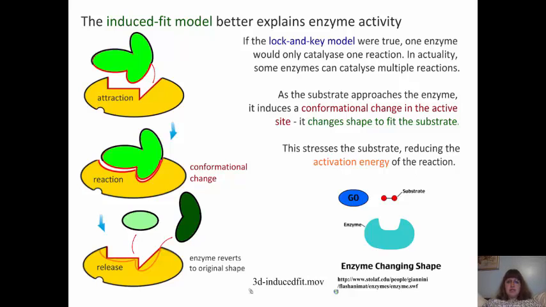So as a substrate approaches the enzyme, it induces a conformational change in the active site. It changes to fit the substrate. So the active site changes, and you can see here we went from this nice sharp crisp arrow to a much softer curvy arrow. That is our conformational change. But this change also stresses the substrate, and that is what really reduces the activation energy of the reaction. So that is what allows the reaction to take place, and then once it's taken place, the products will leave and the enzyme returns to its original shape.